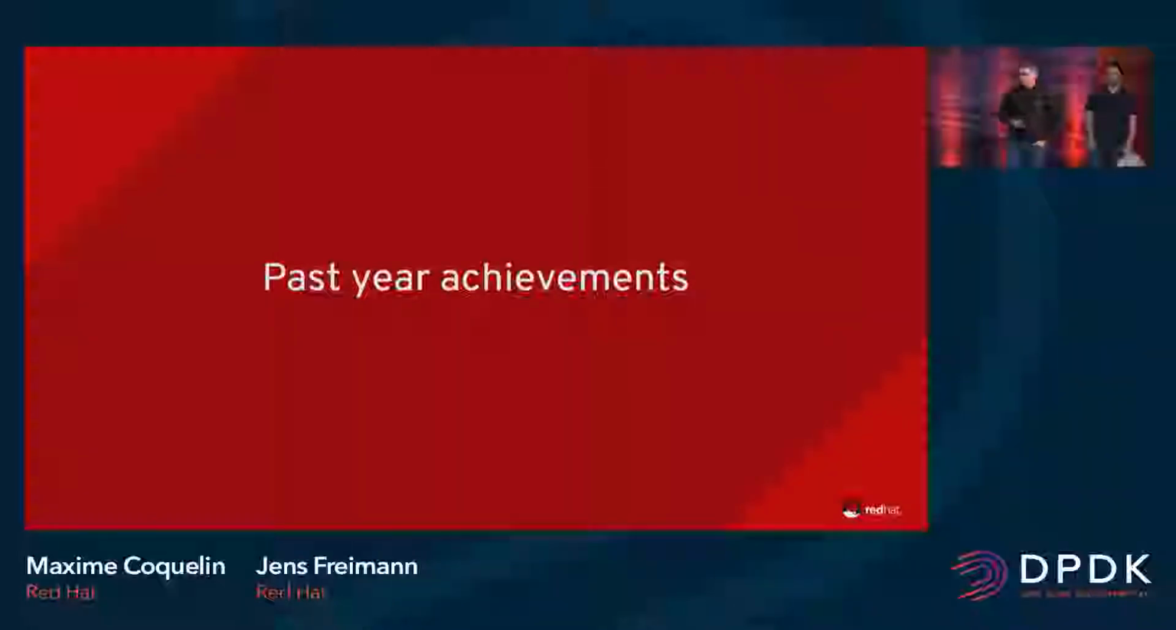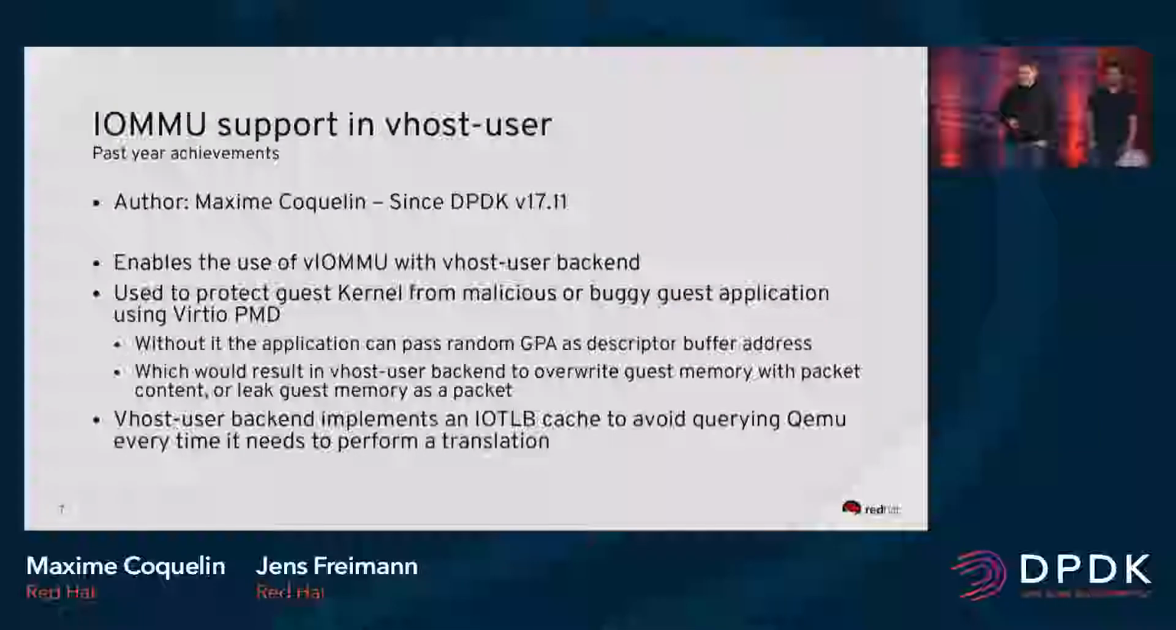So what have we done last year? One of the first features is IOMMU support in the Vhost user backend. It was introduced in 17.11. The idea is to be able to enable the virtual IOMMU in the guest when we use the Vhost user backend. We do so in order to protect the guest kernel from an application running DPDK that could be either malicious or buggy.